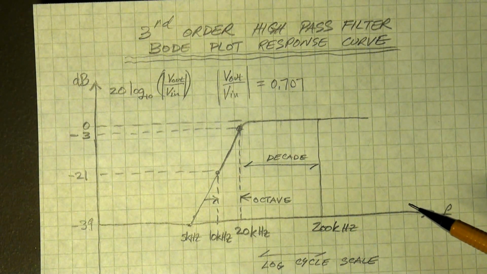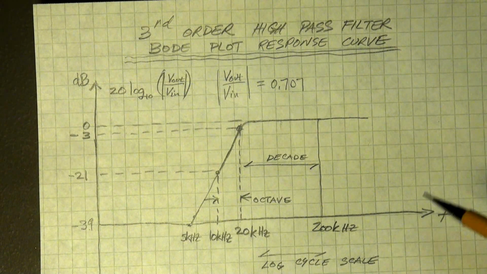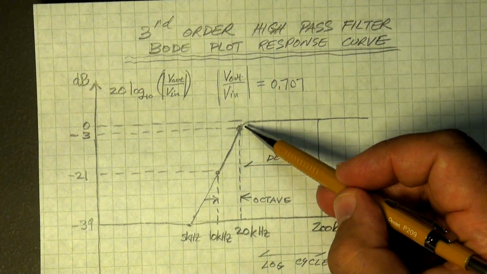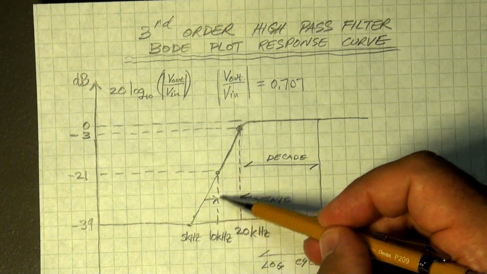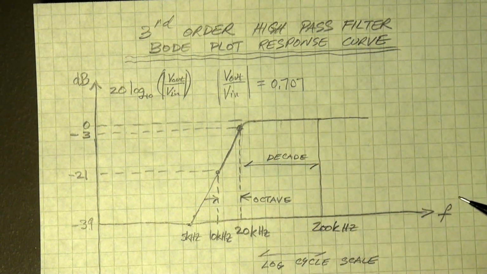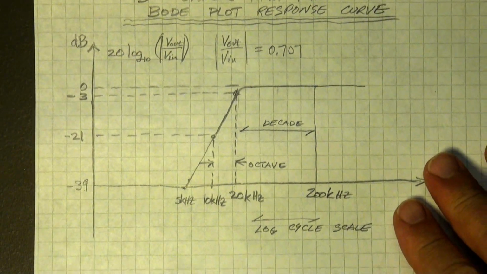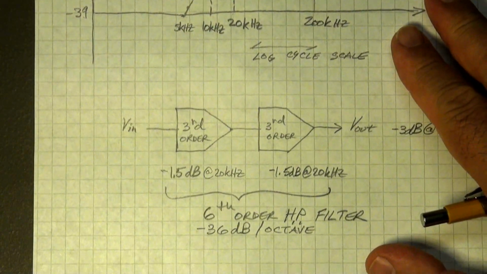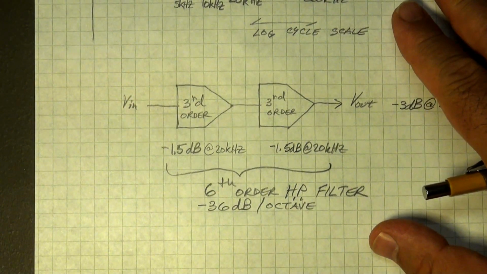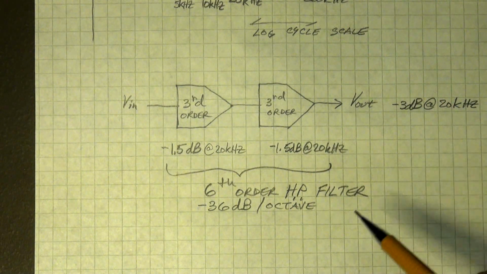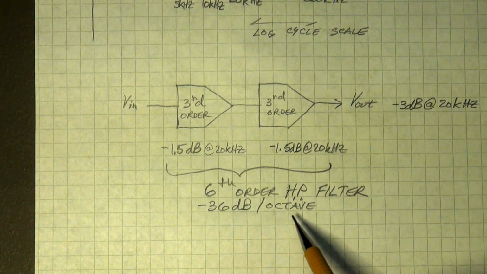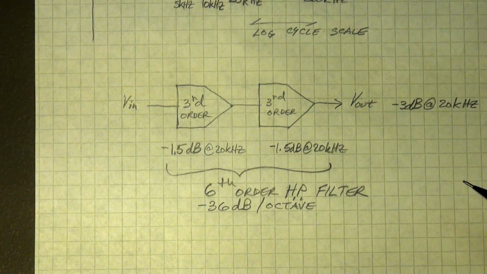Now, it is possible to have a sharper slope to this curve or this knee by using more filter sections. So what I can do is I can cascade 2 filters that are 3rd order each, one after another, and I will obtain a 36 dB per octave roll-off high-pass filter.